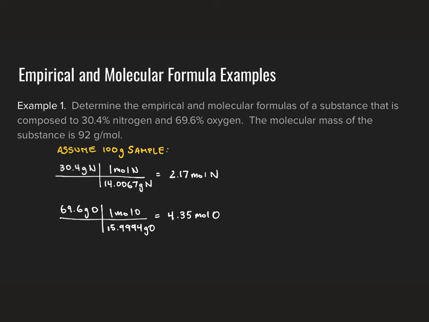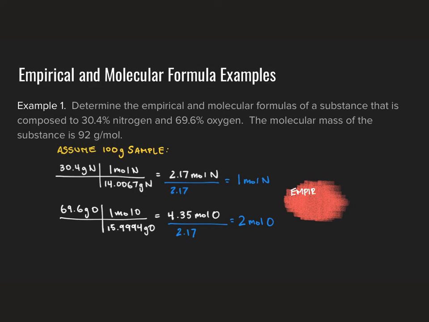But this is not a whole number ratio. So in our steps, we went percent to mass to moles. The next step is simply to divide by the smallest number of moles present, which in this case is that 2.17 moles of nitrogen. If I divide all of those number of moles by the common value of 2.17, I end up with a ratio of 1 mole of nitrogen to every 2 moles of oxygen. So therefore, I know my empirical formula of this particular species must be NO2.